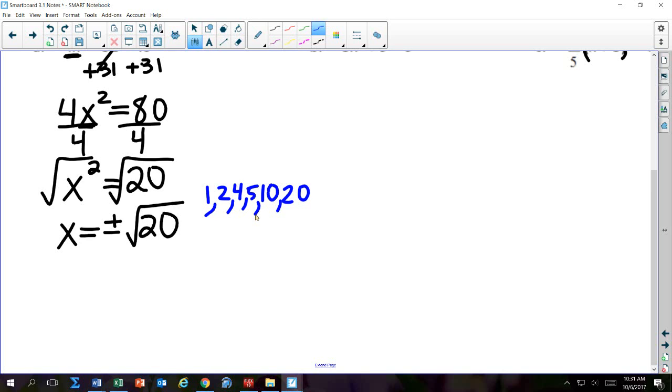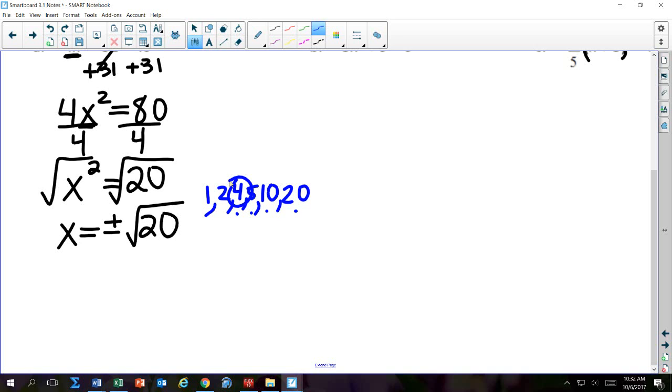What I want to do is pick the largest perfect square that 20 is divisible by. You want to pick the largest perfect square that 20 is divisible by. So I start with my biggest number. That's why I wrote them in order. Is 20 a perfect square? Is 10 a perfect square? Is 5 a perfect square? Is 4 a perfect square? So 4 is the largest number that's a perfect square that 20 is divisible by.